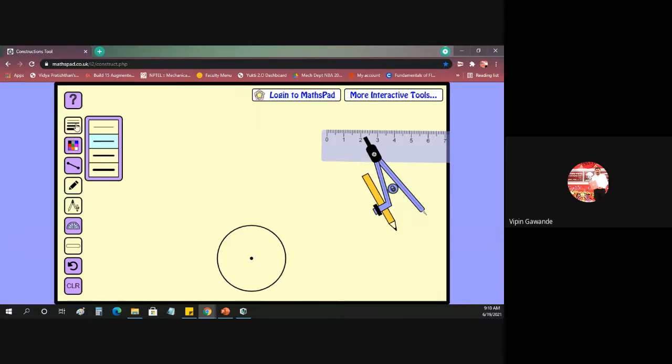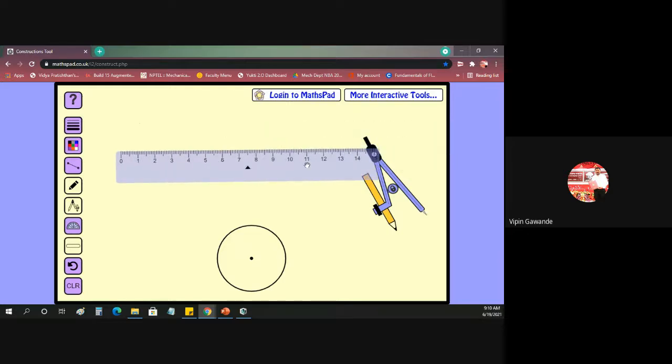After that, I will draw the diameters. Whenever you construct a circle, always draw its vertical and horizontal diameter.